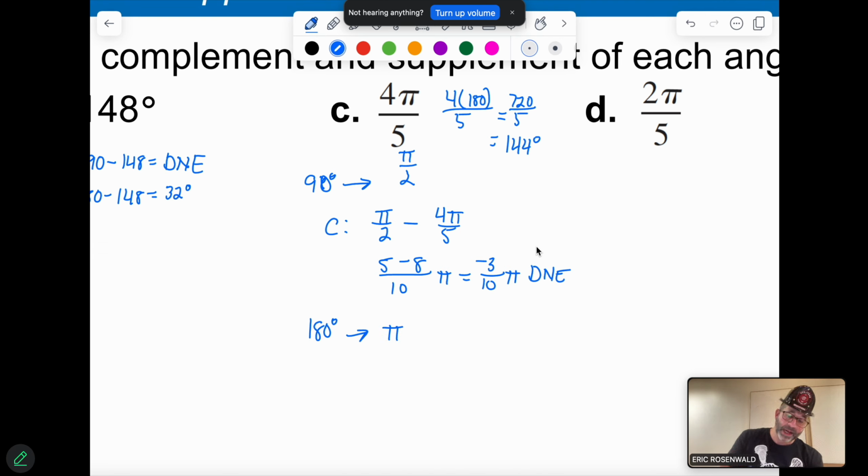So if I do pi and I take away 4 over 5 pi, you can look at this as 5 over 5, because 1 is the same as 5 over 5. 5 over 5 minus 4 over 5 leaves us with just 1 over 5 pi. Okay? And so that is the supplement to this.